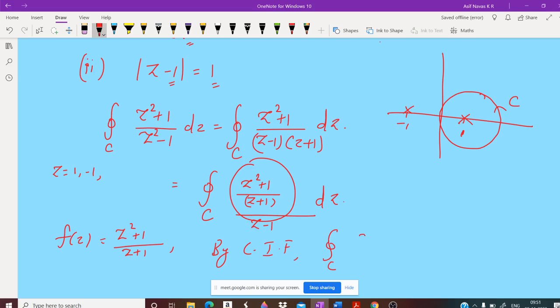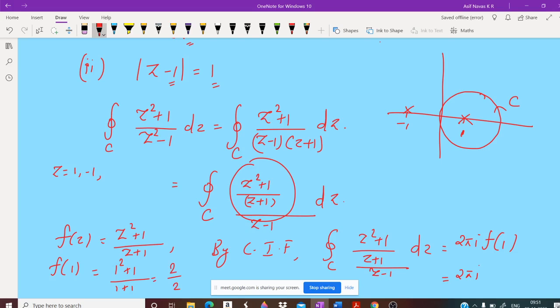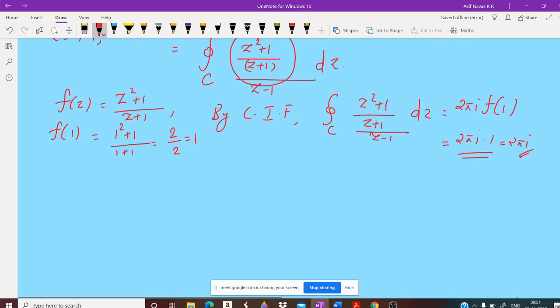the integral over C of (z square plus 1) divided by (z plus 1), all divided by (z minus 1), dz is equal to 2 pi i into f of 1. So this is equal to 2 pi i into f of 1, which is (1 square plus 1) divided by (1 plus 1). This is 2 by 2, which is 1, into 1. So this is the answer, 2 pi i. Okay, so that is the answer.